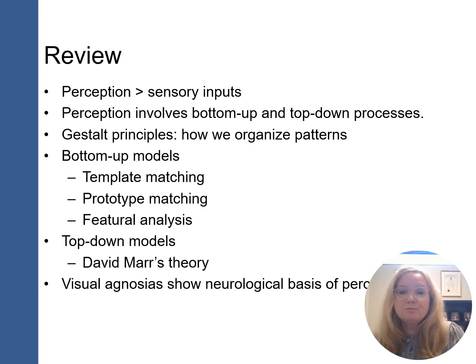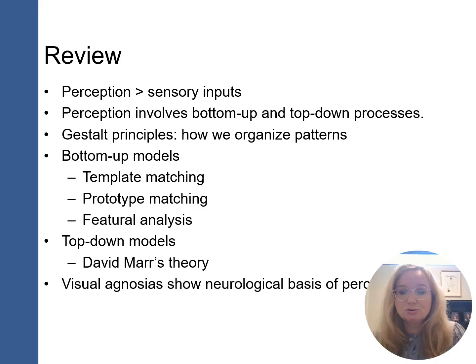So a little bit of a review about perception here. Perception is more than the sensory information coming in. In fact, a whole lot more. There's so much going on top down that your brain is doing. Your brain obviously does use bottom-up information, the information coming in, but also those top-down processes. We talked a little about Gestalt principles and how we organize patterns. We talked about the bottom-up models like template matching, prototype matching, and featural analysis, and then the top-down models, like David Marr's theory, which is a good example.